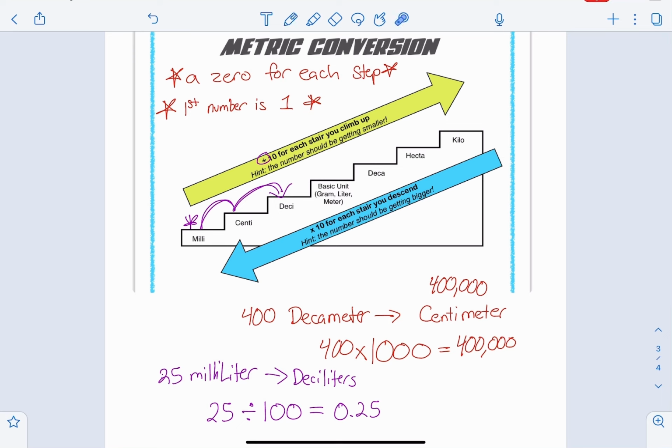So you're just going to be looking at what you're starting in and what you're going to, and you're going to either be dividing if you go up, or you're going to be multiplying if you go down the stairs. And the first number is always a 1, because it's always a unit of 10, 100, 1,000, and so on. And then how many zeros is how many stair steps you do. So keeping this handy, let's look at the backside of our notes.